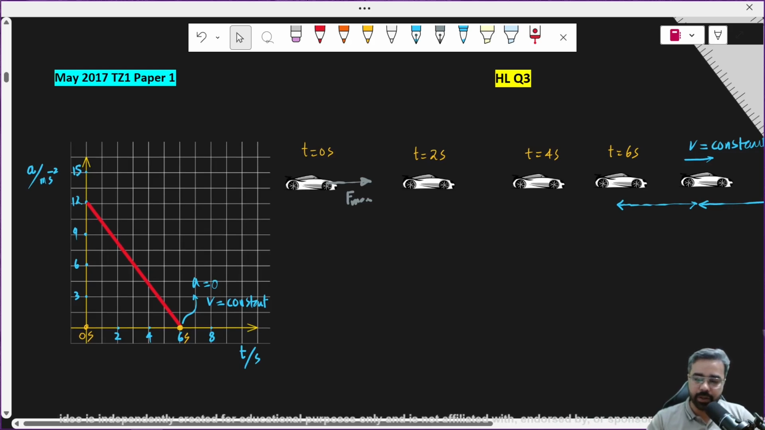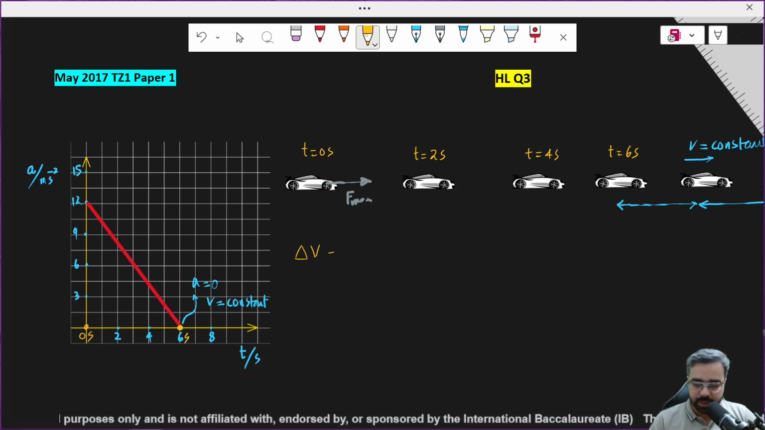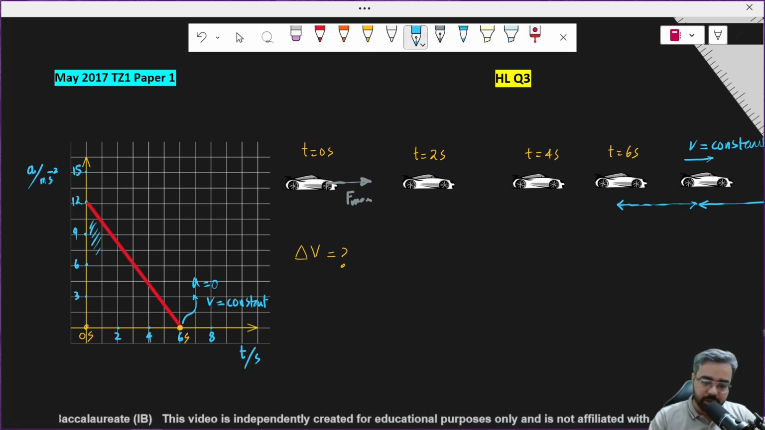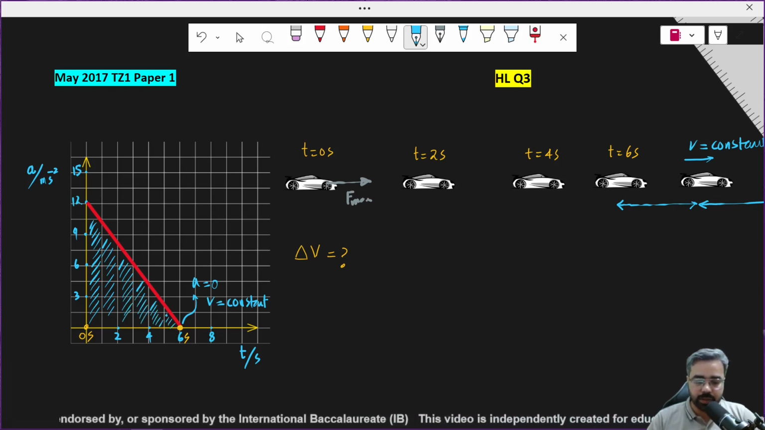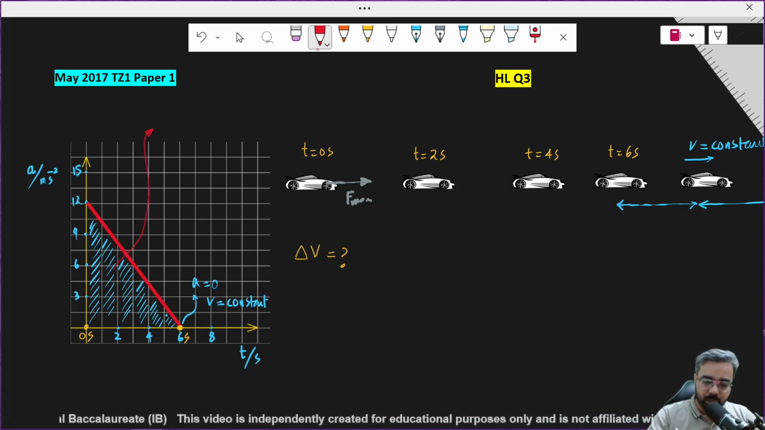We have to find out the change in velocity in the first 6 seconds. Right now, from the acceleration time graph, how do we calculate the change in velocity? That is the characteristic of the graph. We can simply calculate the area under this line. This will give us the total change in velocity. If they are mentioning the 6 seconds, then we will calculate the area under this whole graph, right?